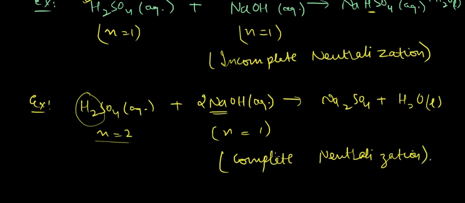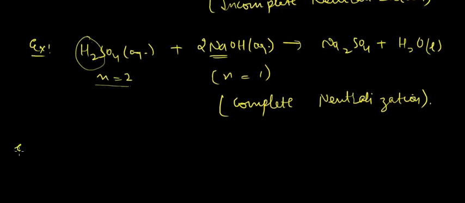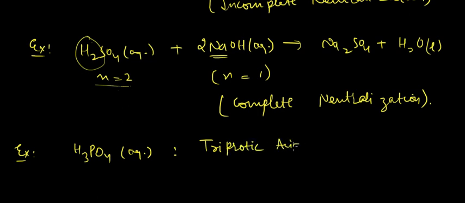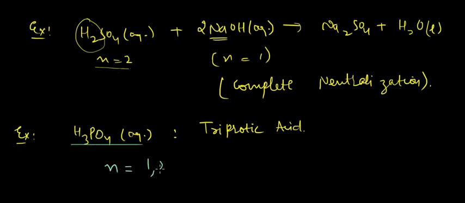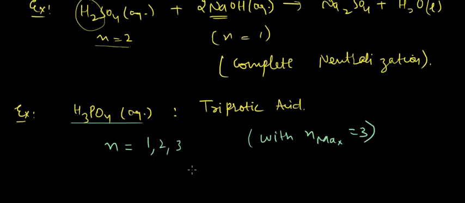Okay, so let's take an example of H3PO4. In case of H3PO4, what will happen is, H3PO4 is first of all a triprotic acid. Okay, and n factor of this can be max 3, but it can be 1, 2 or 3 with n max as 3.